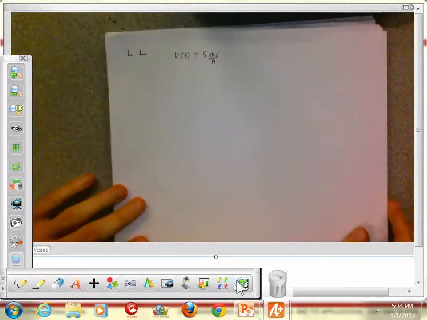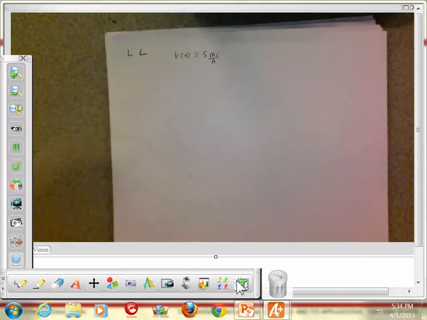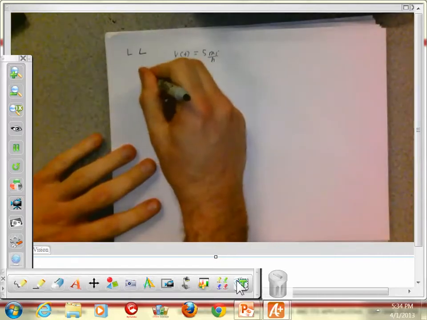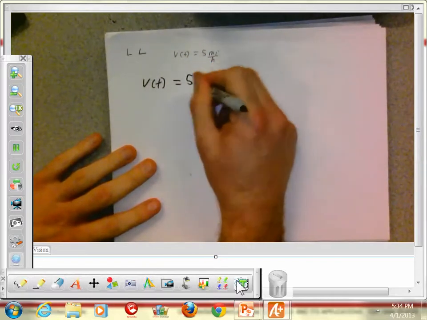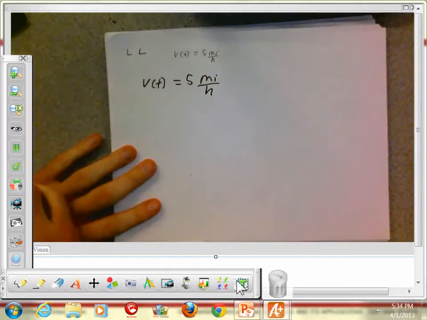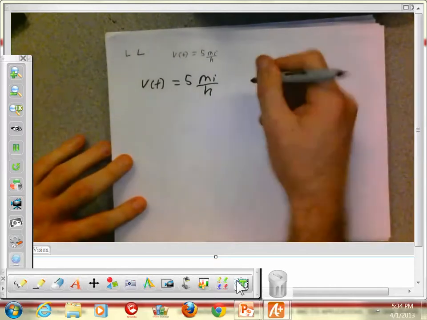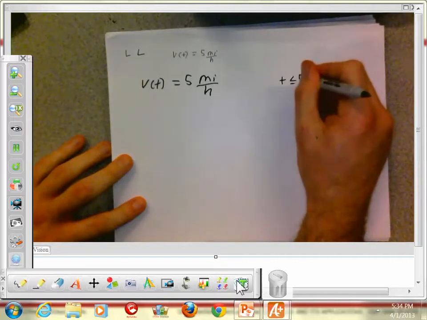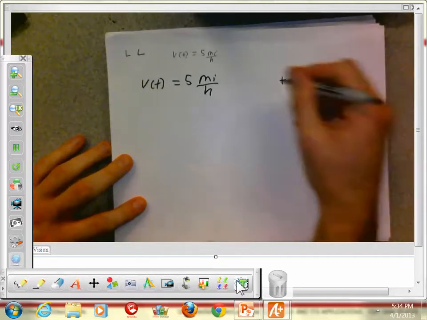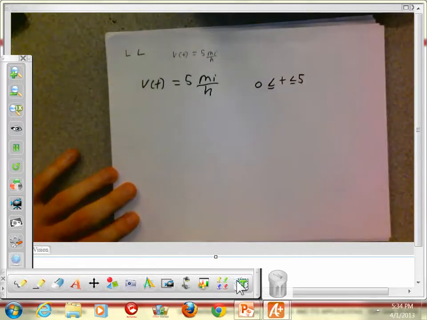Can you see it better now? Here, let me write a little thicker. Suppose we have v of t equal to 5 miles per hour. Is that better? Yeah. Okay, good. So this is a constant function, and let's just look at it over the interval t greater than or equal to 0 hours and t less than or equal to 5 hours.